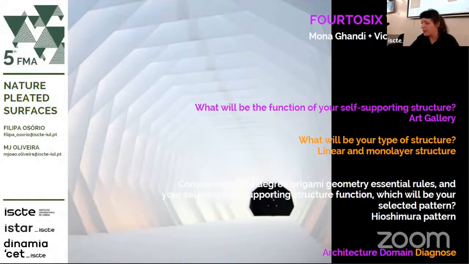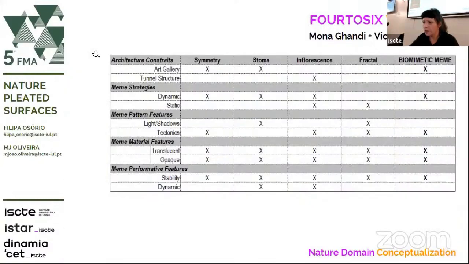So they're meant to be a gallery, an art gallery, using a linear and monolayer structure, and using the Yoshimura pattern. The biomem, so from the two initial constraints, they only keep the art gallery. And then they went to a dynamic strategy with some tectonics, and then they choose to maintain the translucent and opaque material features and keeping only the stability as a performative feature.